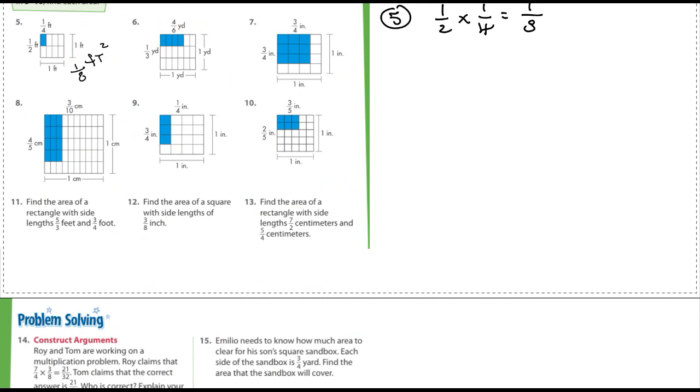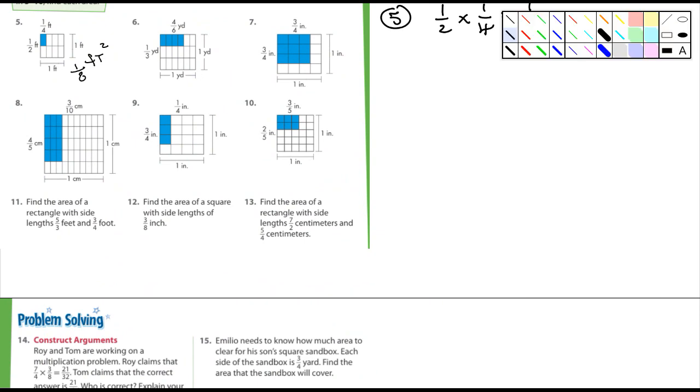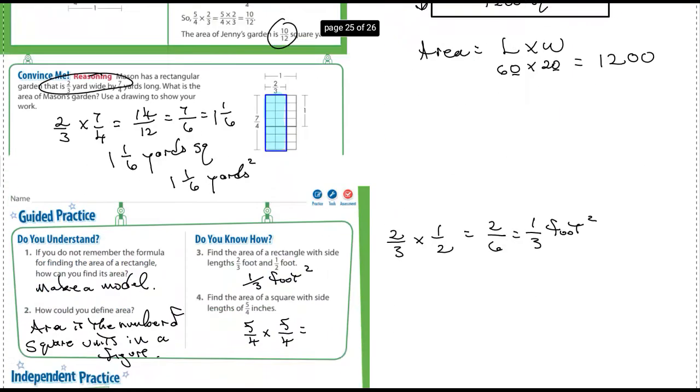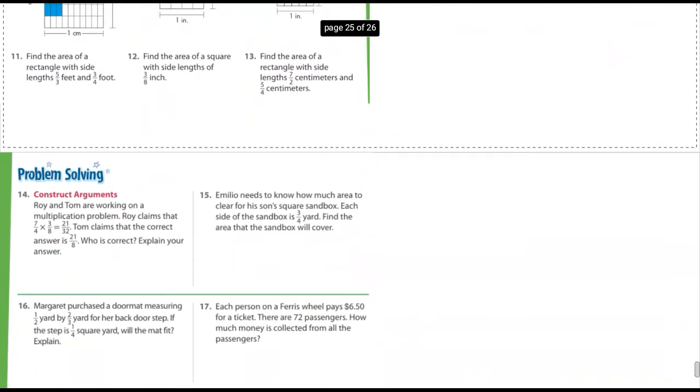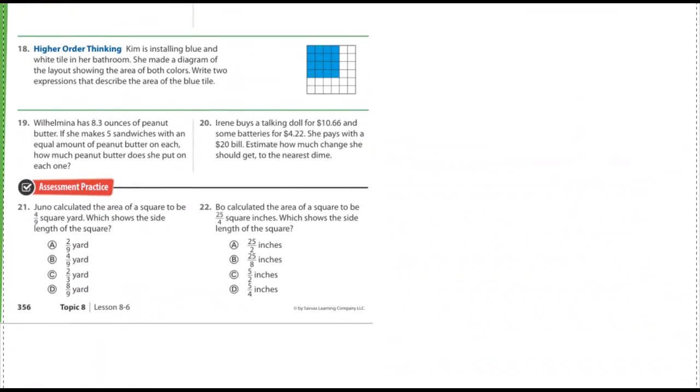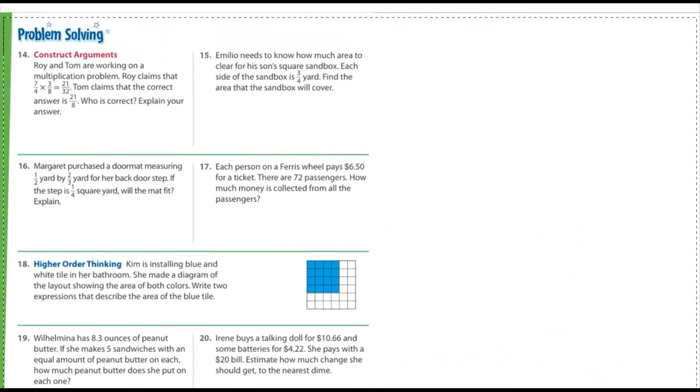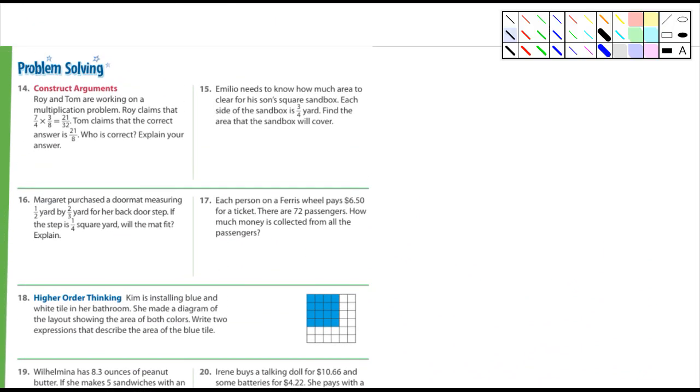So I'm looking at number 12 again. It says find the area of a square with side lengths 3/8, so it's going to be 3/8 times 3/8. Okay, problem solving. Let's drop down to the next page here. What page is this? Yeah, 356. Problem solving.